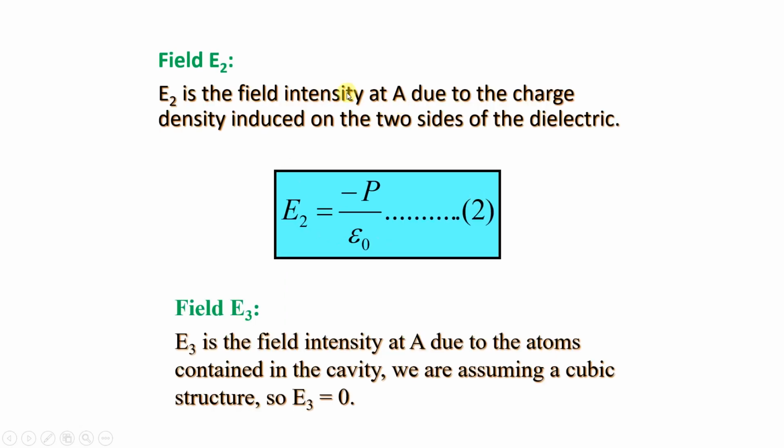Next comes the field due to the dielectric. Because of the polarization happening in the dielectric, we have the bound charges. That field is given by minus P divided by epsilon naught. It's minus P divided by epsilon naught. I leave it up to you to think why it is minus P by epsilon naught.